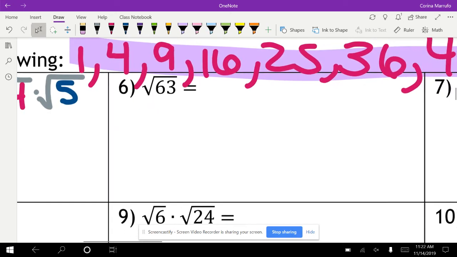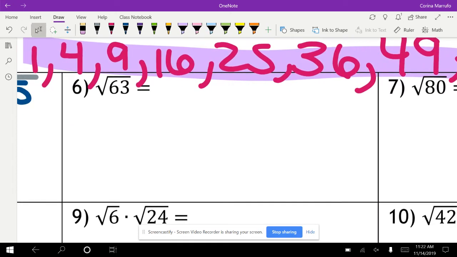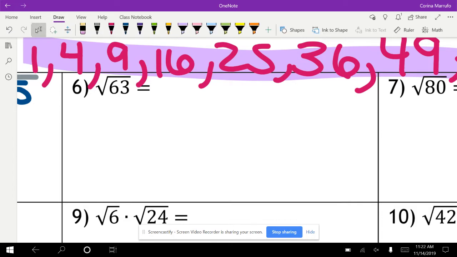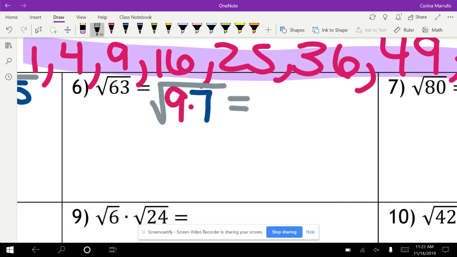All right. The next one, 63. So we see which one of these perfect squares up here divide into 63. And so the two numbers would be 9 times 7. So the square root of 63 is equal to the square root of 9 times 7. And we can split it up into two different square roots. We have the square root of 9 and the square root of 7.